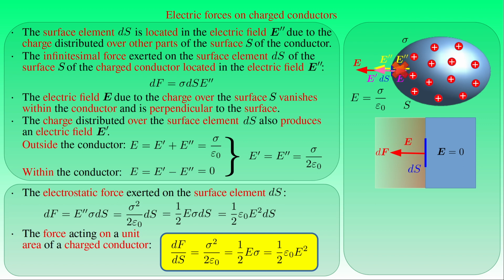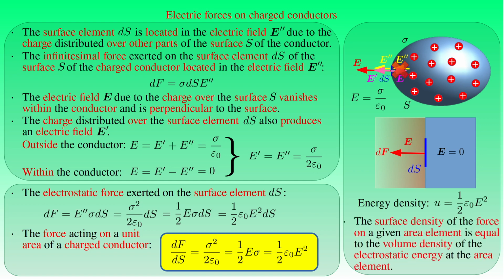where we can recognize the expression obtained for the energy density u of an electrostatic field. Then we find that the surface density of the force exerted on a given surface area element is equal to the volume density of the electrostatic energy at the surface area element.